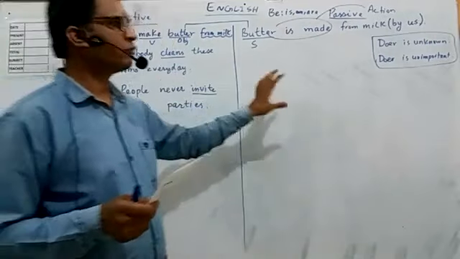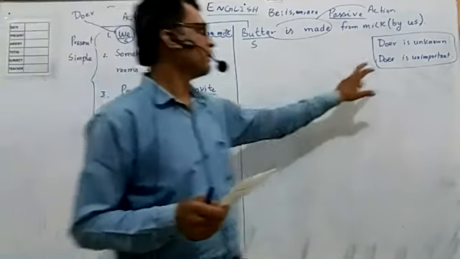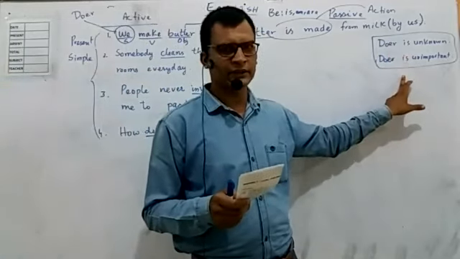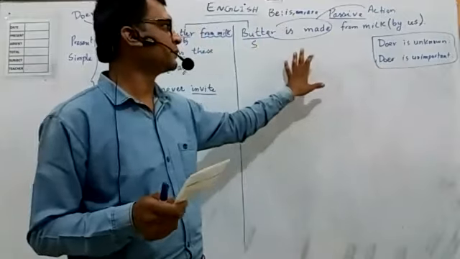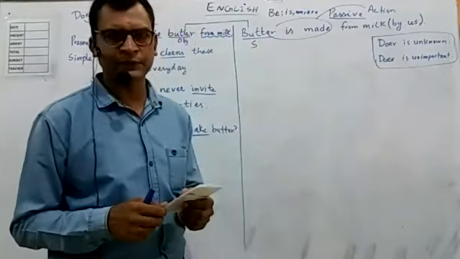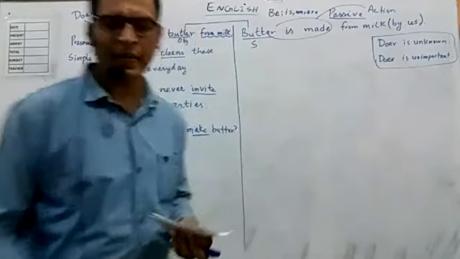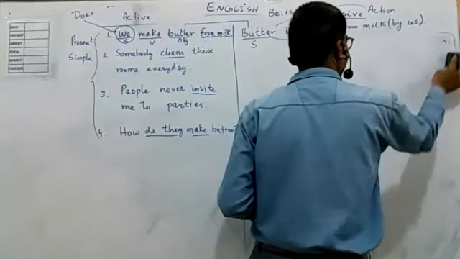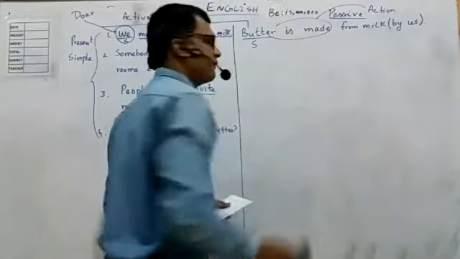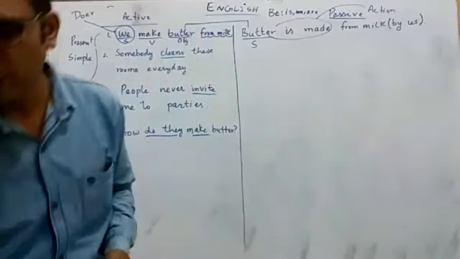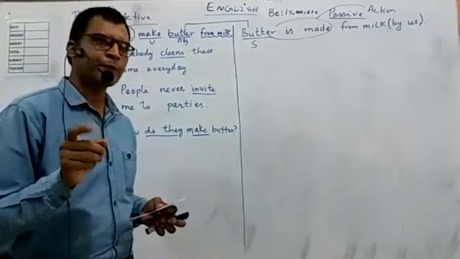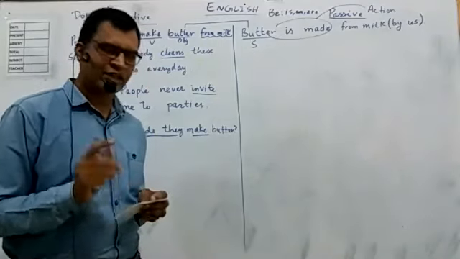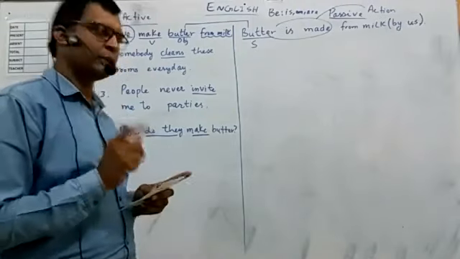We do it for two reasons: because the doer is unknown or the doer is unimportant. In this case, the doer is unimportant. So you may put "by us" or you may leave it as it is. Active sentences we use when we are talking about the importance of the doer, and passive sentences we use because we talk about the action of the verb.